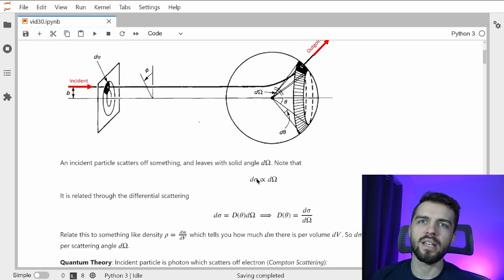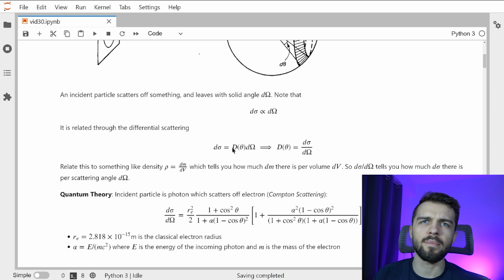Well, something to note is that d sigma is obviously proportional to d omega. If I make d omega bigger, if I look for more of these particles that are scattering out through the sphere, obviously the beam that's coming in is going to have to be wider. And if I make this really small, right, then this will decrease as well. So d sigma is proportional to d omega. And it's related through something called the differential scattering cross-section. And so d sigma is proportional to this factor, so this is a proportionality, and I'm writing it with the actual constant, capital D of theta.